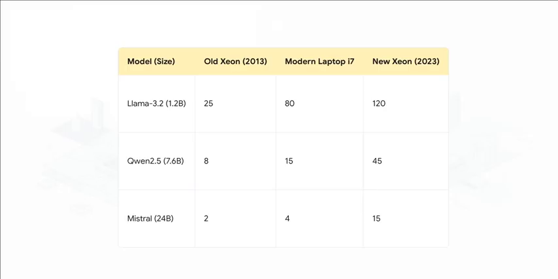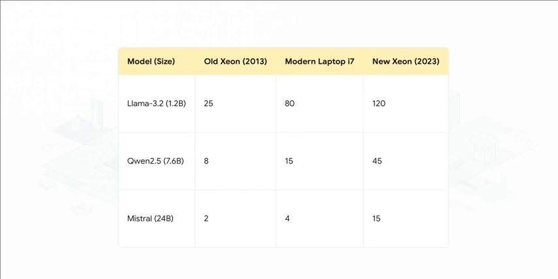Let's break this chart down. We're looking at 3 CPU setups, a total dinosaur from 2013, a standard modern laptop i7, and a brand new server CPU. Now the speed is measured in tokens per second. Just think of a token as a small piece of a word. The higher the number, the faster the AI feels.